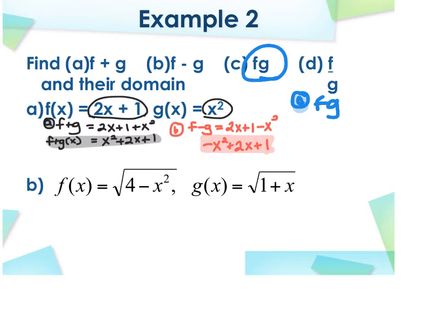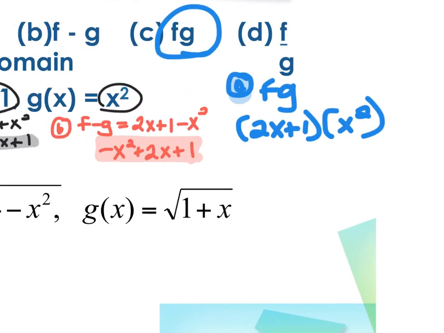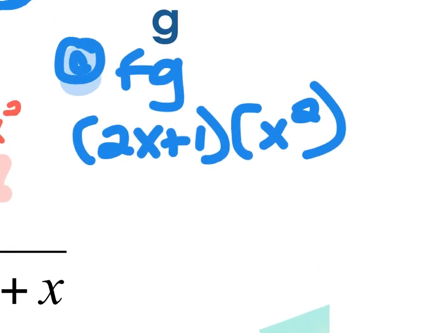So this is not the same as f of g. Those are two different things. Even a solid small dot means multiplication, where an open dot is the combination. So this one, I do f, which is 2x plus 1, times g, which is x squared. Distribute the 2x to x squared, and I get 2x to the third. Distribute the 1 to x squared, and I get x squared.